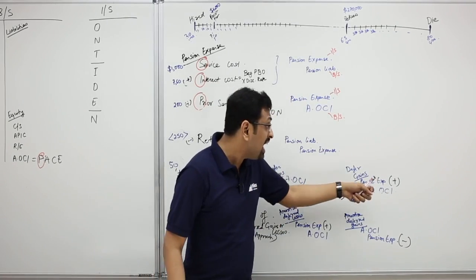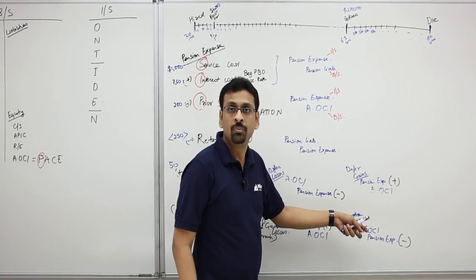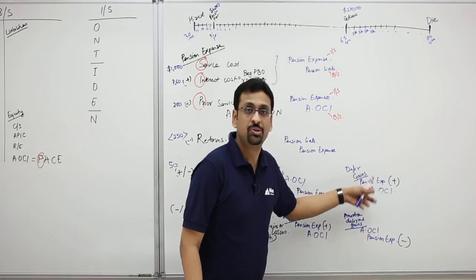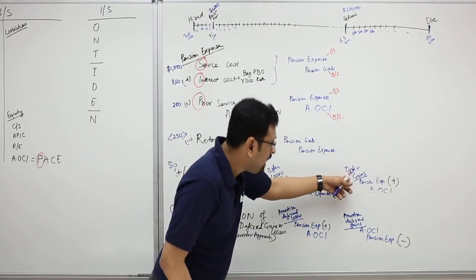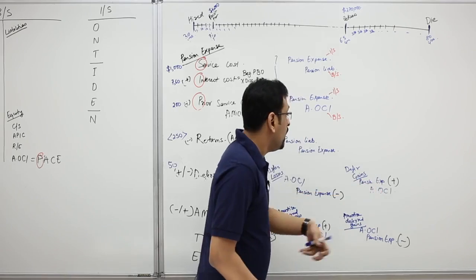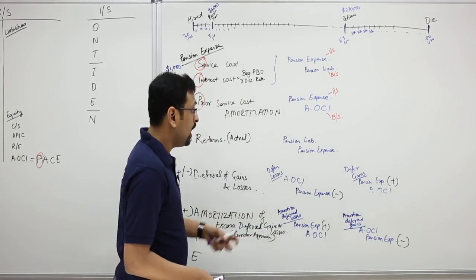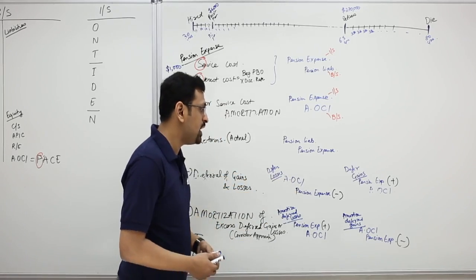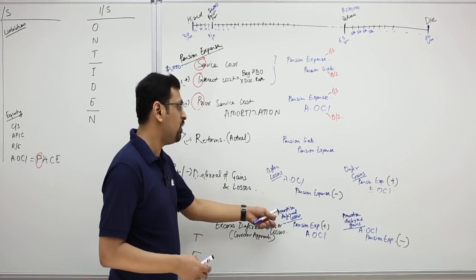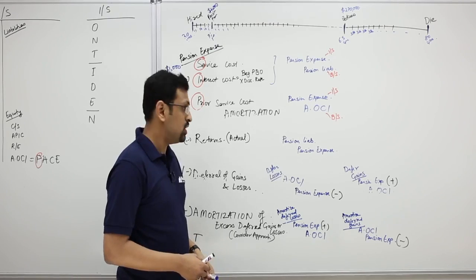How do I take it out? I have credited here, I have to debit. The other side is pension expense. So deferral of gain increases my pension expense. The amortization of deferred gain reduces pension expense. Deferral of losses reduces pension expense. Amortization of deferred losses increases the pension expense.